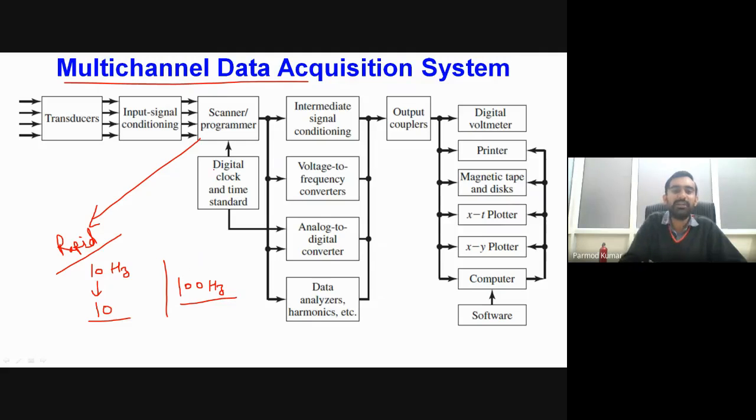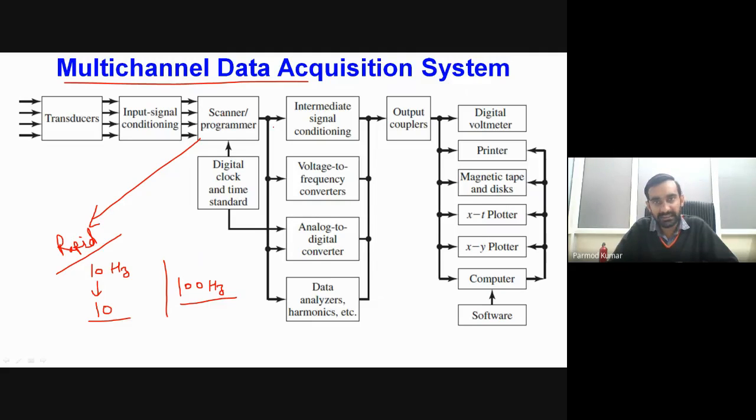It will first take the data from the first transducer, that it will report as output, then it will take data from another transducer, and that it will report to our post processing circuit. In that sense, if we are operating our scanner unit at high frequency in comparison to the frequency at which we are acquiring the signal from individual transducers, then with the help of a single scanner unit we can obtain data. This type of data acquisition system is known as a multi-channel data acquisition system.